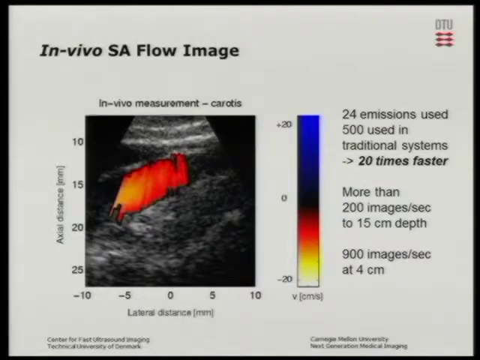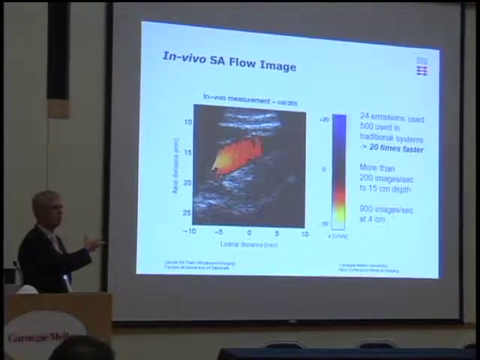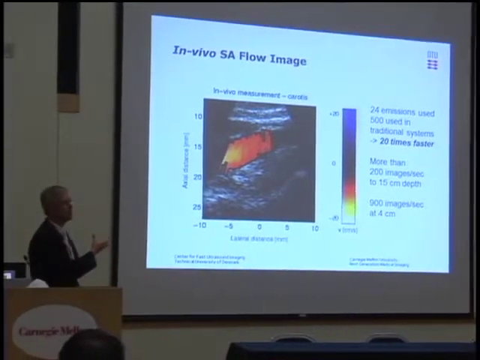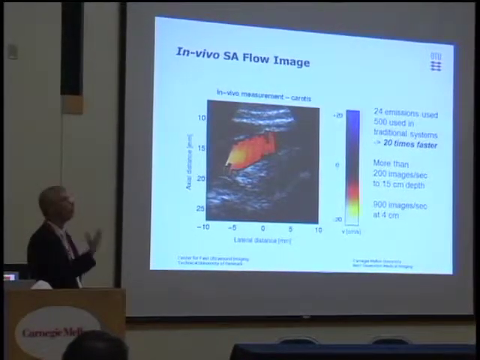And now we're looking in all directions at the same time. This is the first in vivo image we did, and if you take a normal scanner and do an image like this, you have to shoot 800 times or something. This is done in 24 emissions. So it's over 20 to 30 times faster than a normal color flow image.